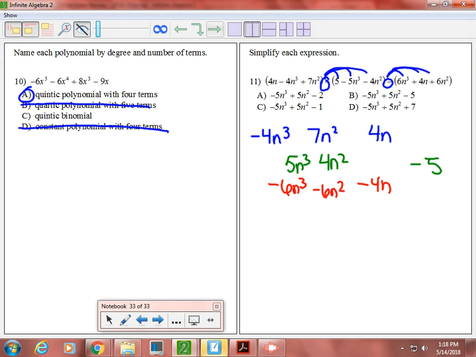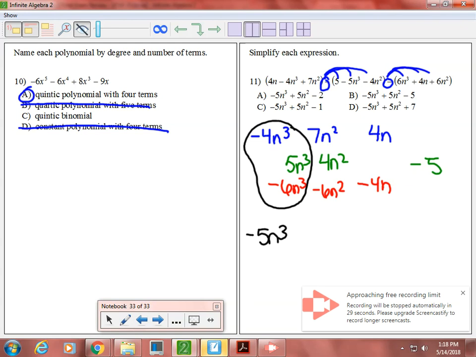Okay, so I'm adding all of these together. I have my ones to the third, which I did not do a very good job of lining up. I have negative 10 and then 5, so that's going to give me negative 5n to the third, which all of those have. My n squareds are right here. So I have 7 and 4 is 11, take away 6, so I have 5n squared. And then these are going to add up to 0, and then minus 5. So your answer to that one is B.